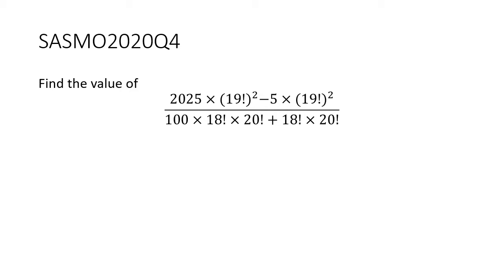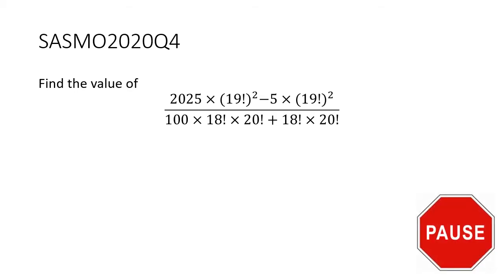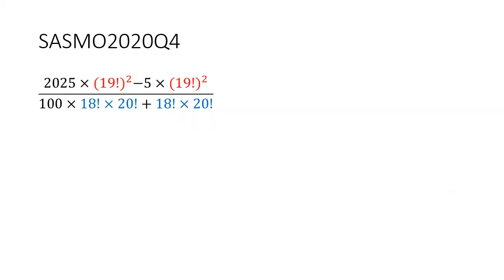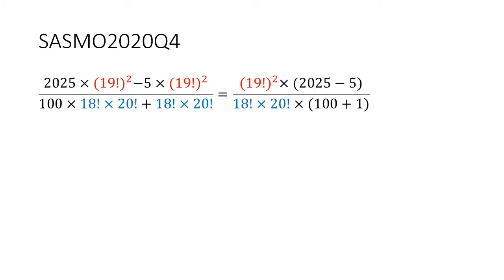Question number 4. Find the value of 2025 times 19 factorial squared minus 5 times 19 factorial squared, all divided by 100 times 18 factorial times 20 factorial plus 18 factorial times 20 factorial. Pause the video here and give this question a good try. So for question 4, we can first observe that there's a common factor of 19 factorial squared colored in red in the numerator, as well as a common factor of 18 factorial and 20 factorial in the denominator. So let's factorize them out first.